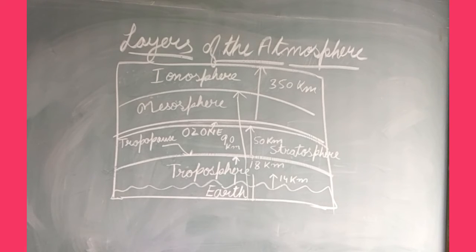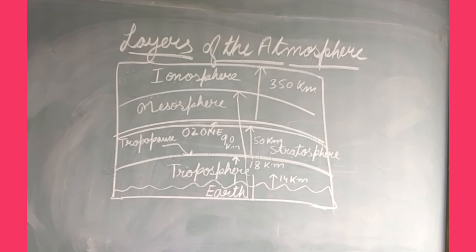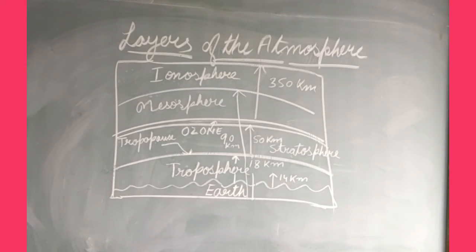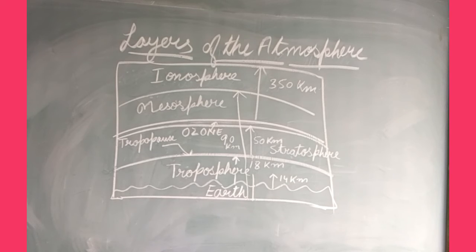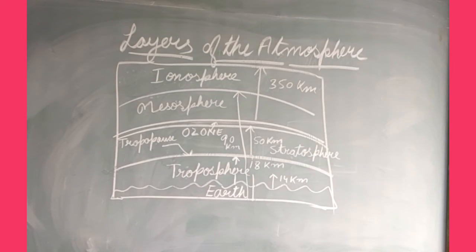And last is the exosphere. It is the layer that lies above the ionosphere. It is a very thin layer with very little air, and beyond it lies space. Is there air in space? No. So there is no air in space.